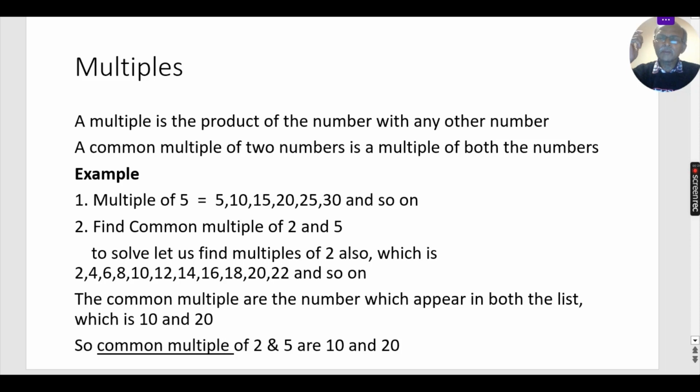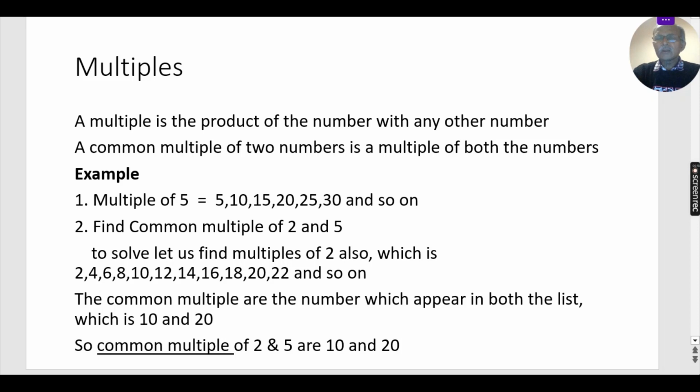A multiple is the product of a number with any other number. Say I multiply 2 by 1, it is 2. Then again I multiply 2 by 2, it is 4. I multiply 2 by 3, it becomes 6. So 2, 4, 6, they are all multiples of 2. Got it? Now there is another term, common multiple of two numbers.